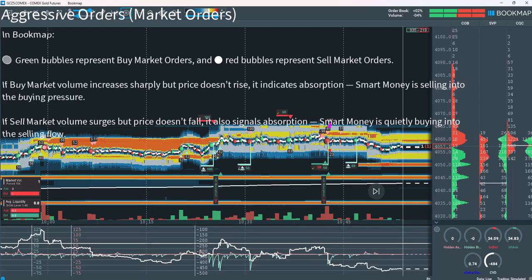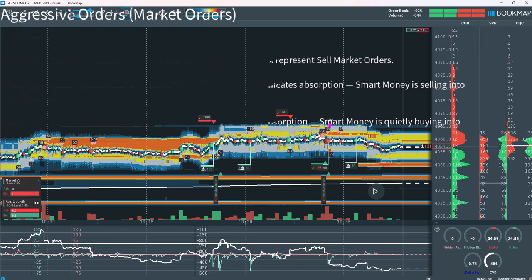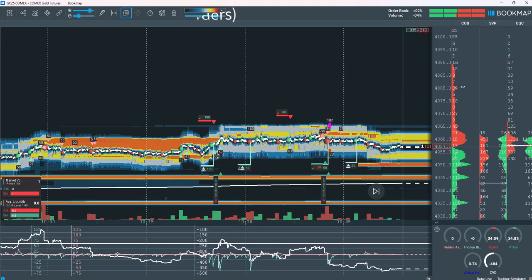If buy market volume increases sharply but price doesn't rise, it indicates absorption. Smart money is selling into the buying pressure. If sell market volume surges but price doesn't fall, it also signals absorption. Smart money is quietly buying into the selling flow.